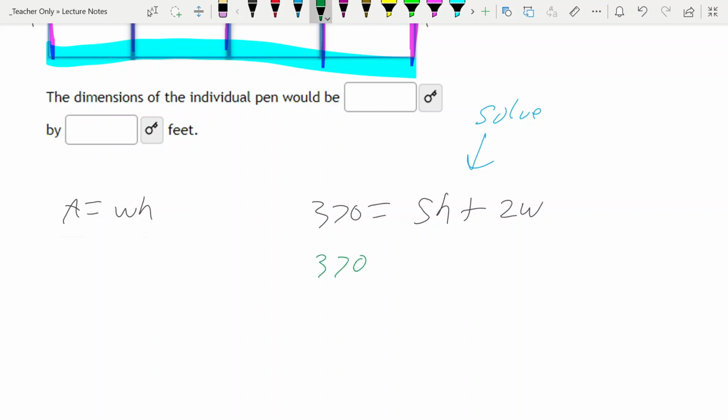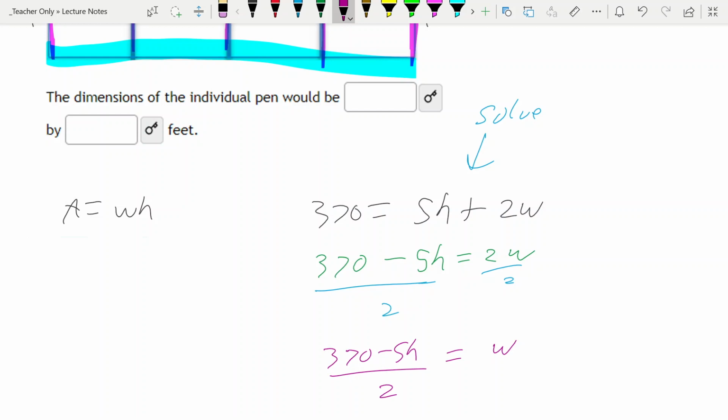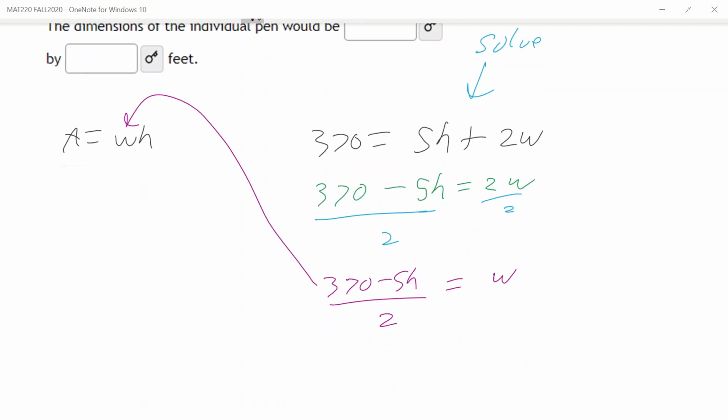So that's 370 minus 5H equals 2W. Then we will divide the whole thing by 2, resulting in W equals (370 minus 5H) divided by 2. And if you want to, you can leave it like that. If you want to, you can also divide the 2 through to both terms. Me personally, I'm just going to leave it just like that. I'm going to drop it into my area. I'm going to substitute that in.